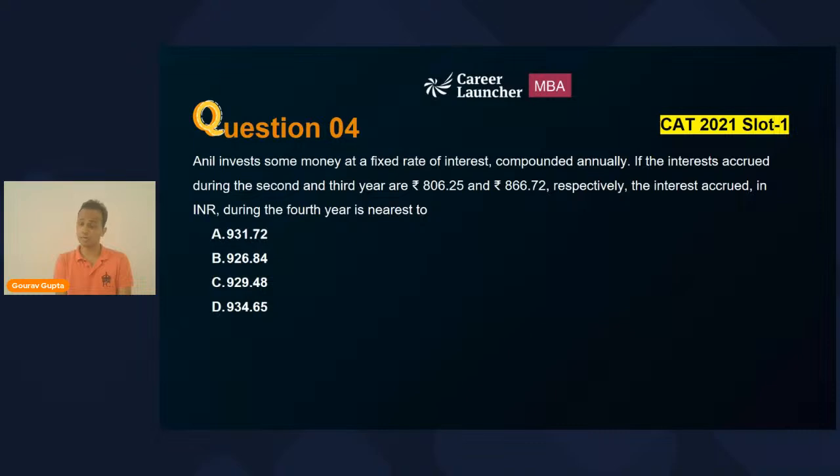Okay. Now, once again, in CAT 2021 slot 1 an on-screen calculator was given. So I would say that if you use a calculator, there is no harm in this. Okay. And if you understand the logic, in 30 seconds, maximum 45 seconds, you will get the answer.